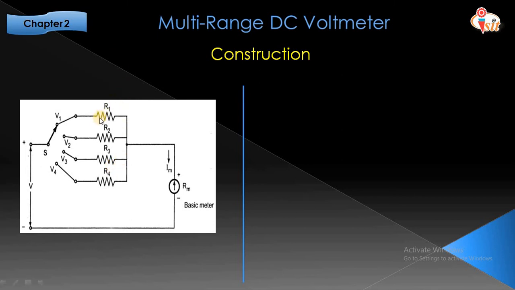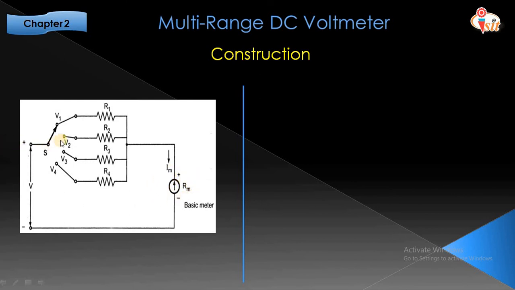Here R1 is a series resistance, R2 also a series resistance, R3 also a series resistance, R4 also a series resistance. These all 4 series resistances are connected in series with the permanent magnet moving coil meter, which we already used in the basic DC voltmeter.